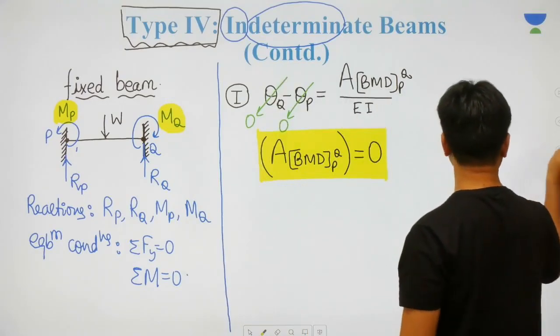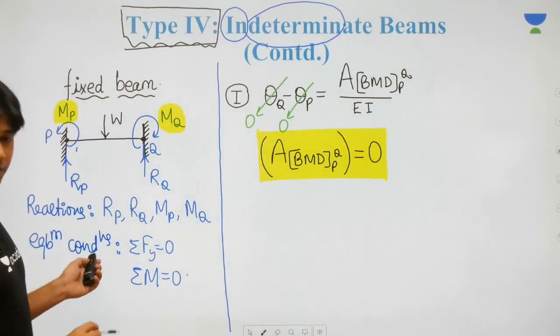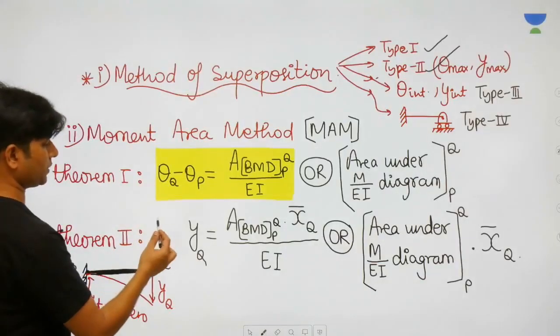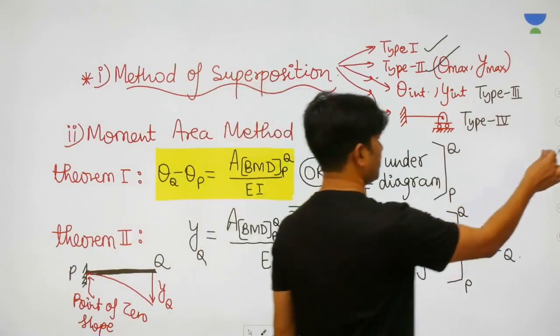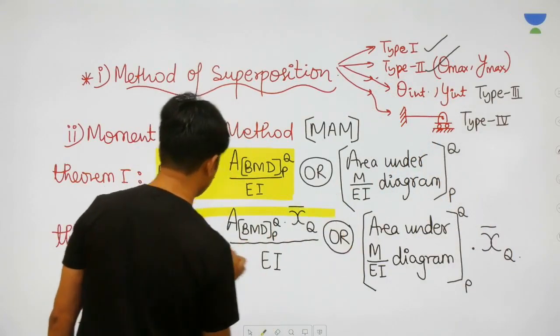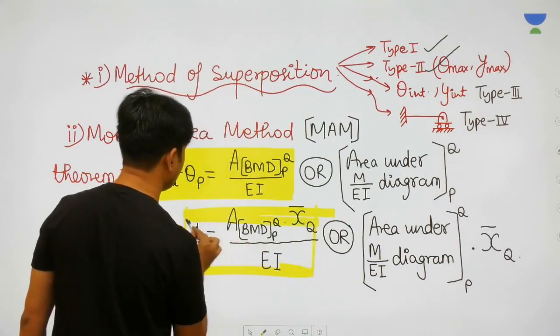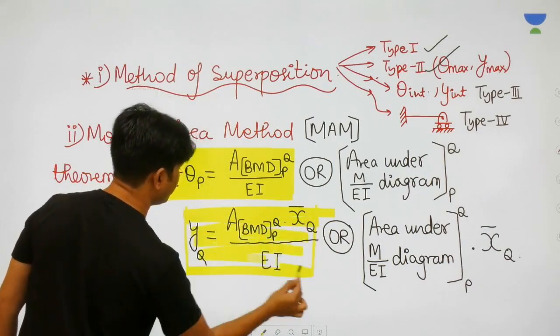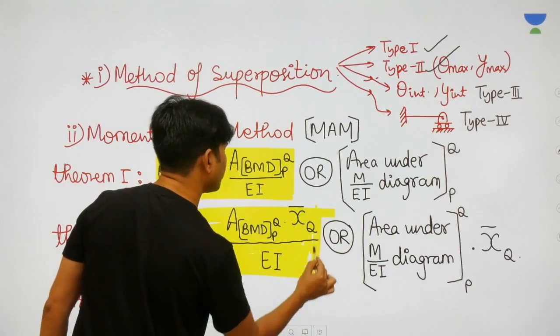Now let us use the second theorem. The second theorem is what? The second theorem is YQ is equal to the area under the bending moment diagram multiplied by X bar, divided by EI, isn't it? So this is the second theorem that we have.